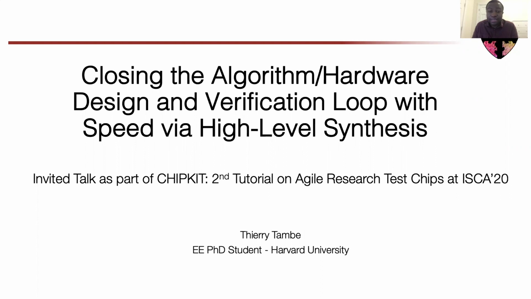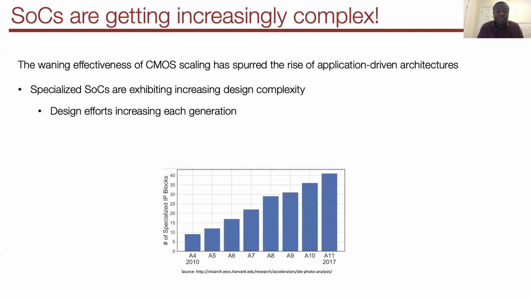This talk is about closing the algorithm hardware design and verification loop with speed via high-level synthesis. So let's get started. We know that Dennard scaling is flattening, and as a result, engineers are no longer able to achieve higher energy efficiencies by just scaling the transistor length. This has spurred the rise of domain-specific accelerators with many hardware optimizations done to extract better performance.